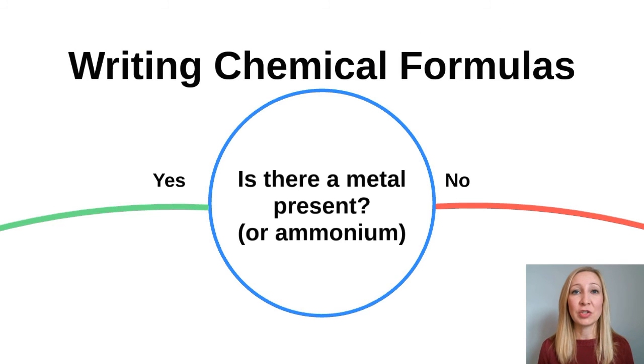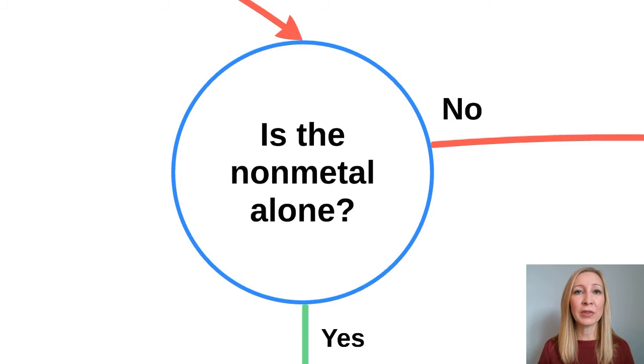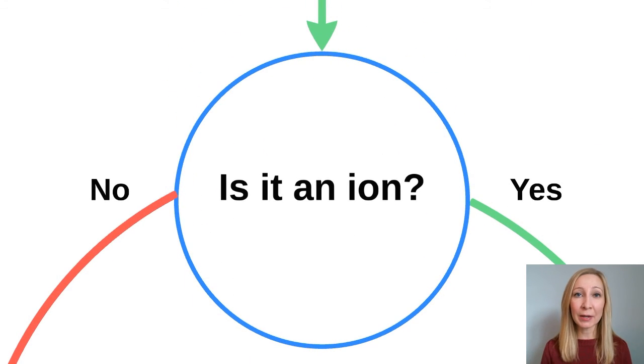So let's go back to this writing chemical formulas flowchart. The first question we ask is, is there a metal present or ammonium? If the answer is no, which it will be in the case of these covalent compounds, then we ask, is this nonmetal alone? Now, just for the sake of review, this has nothing to do with naming covalent or molecular compounds, we're going to move down and say that they are alone.